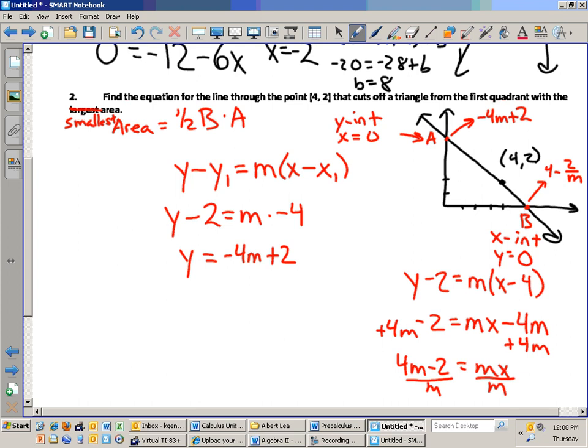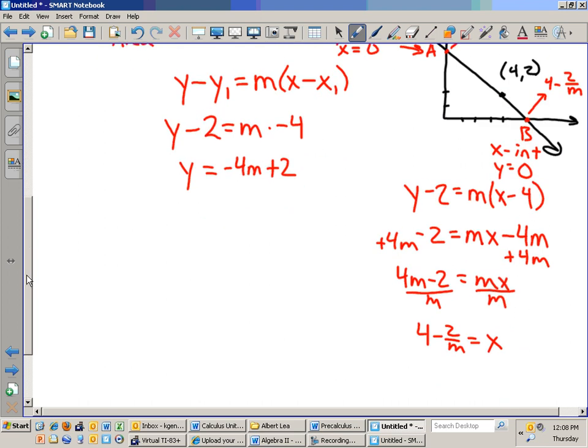So here's what we have. We have this triangle. We're trying to cut off the smallest area possible. And so what I did is I wrote an equation for area, 1/2 base times height. And we found the base represented by the line. It would be 4 minus 2 over m. And a would be negative 4m plus 2. So it all depends on the slope of this line, right? So we have two expressions that each have m. Let's plug it in our formula and go to work, okay?